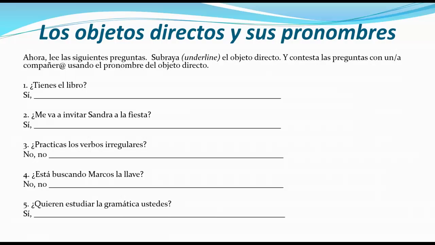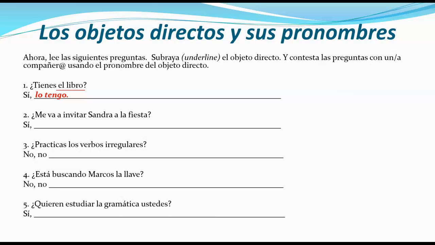Okay, hopefully you had stopped the video and you were able to figure out what the direct objects were and be able to answer those. So let's go through those responses. ¿Tienes el libro? ¿Qué tienes? El libro. What pronoun are we going to use for el libro? Lo. How many verbs do we have? One. So it's going to go out in front. So, ¿tienes el libro? Sí, lo tengo.